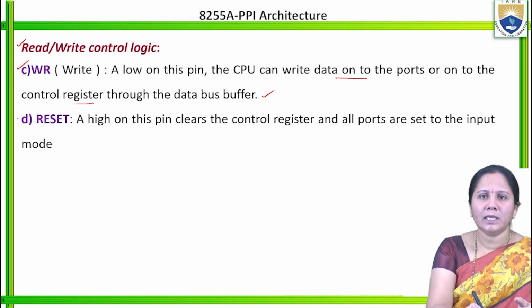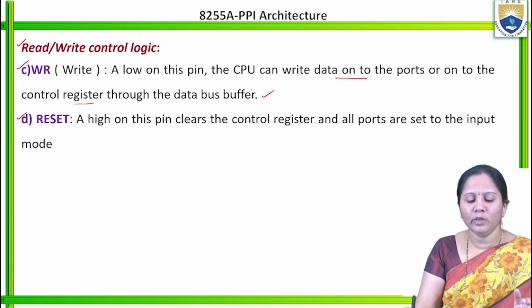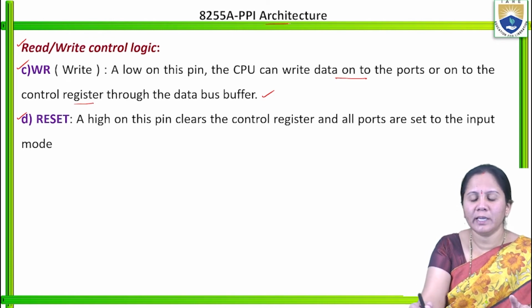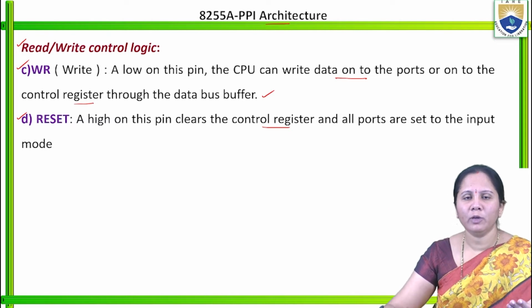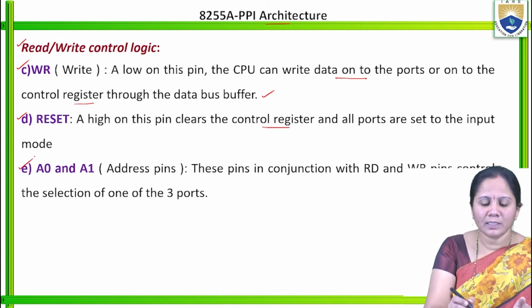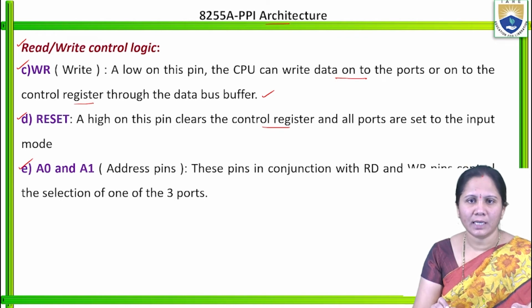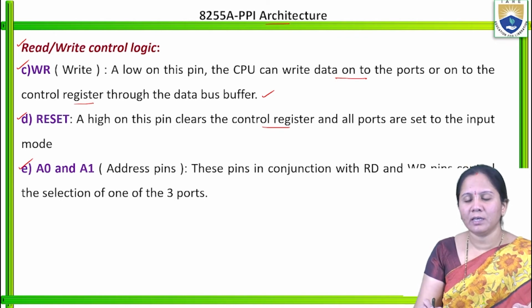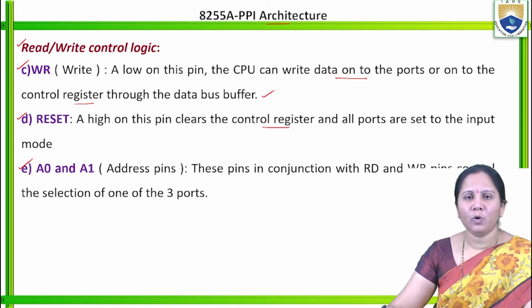And another signal is the reset signal. When this reset signal is activated, it is going to clear the registers that are present in this 8255 IC. That means it is going to clear the control register and all the ports where IO devices are connected. And another pair of signals is A0 and A1. These two signals represent the address lines. With the combination of A0 and A1, it is going to decide which port and control word should be selected.